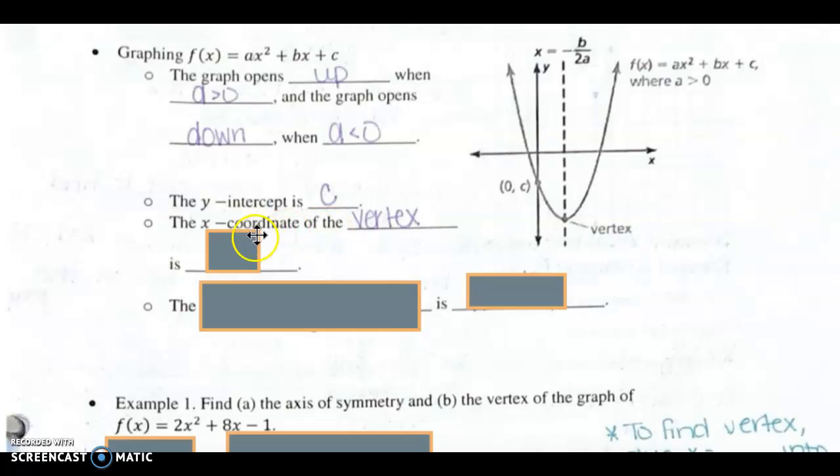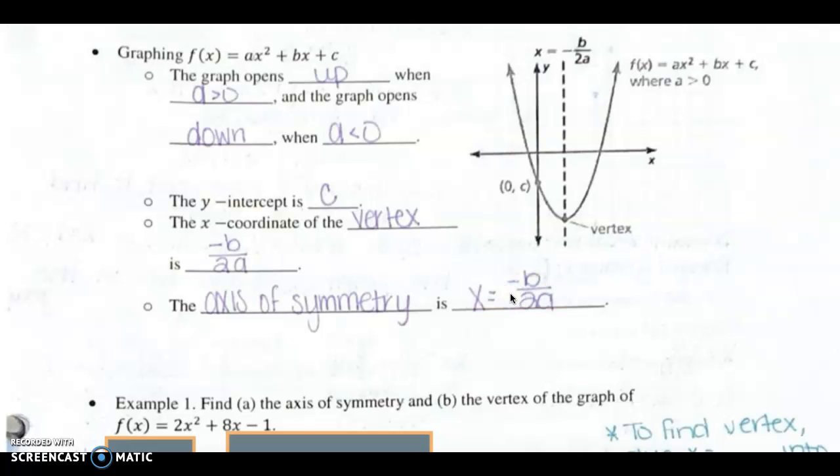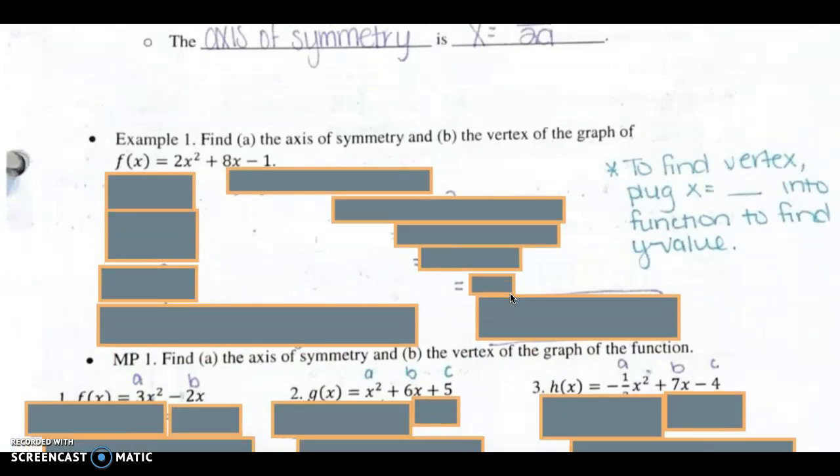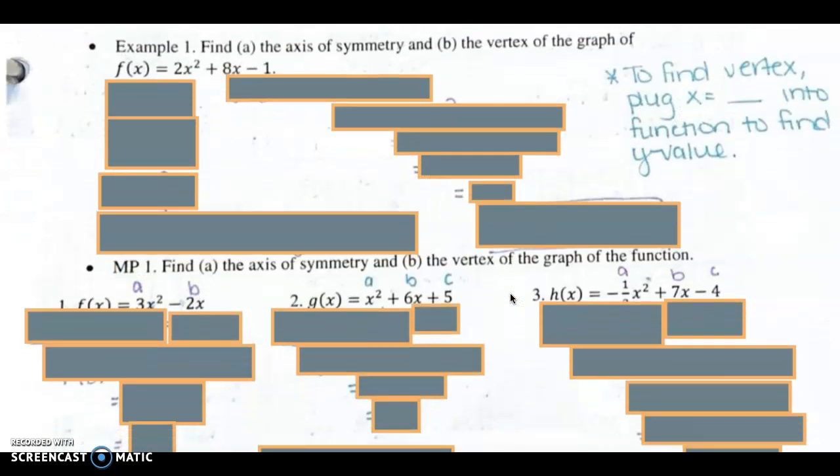The x-coordinate of the vertex is negative b over 2a still. We know this. And then it says the axis of symmetry is x equals negative b over 2a. And we know this already as well. So example 1: find the axis of symmetry and the vertex of the graph of the function.